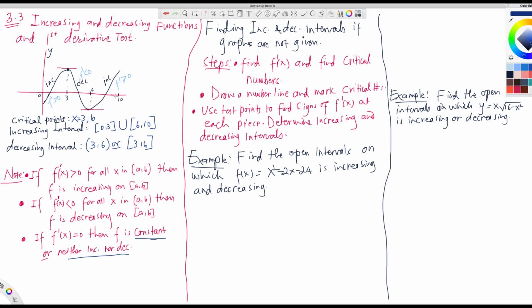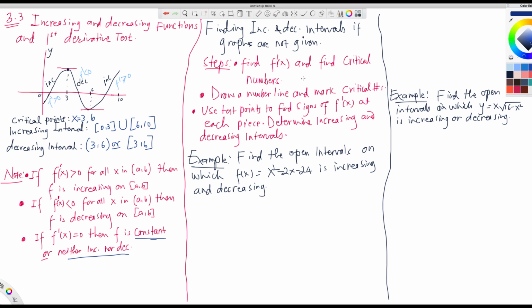But if the graph is not given, we will not draw the graph. We will use the derivative to find out the increasing and decreasing interval. Okay, these are the steps. First, find f prime of x. For a given function, you find out f prime of x and find the critical numbers.